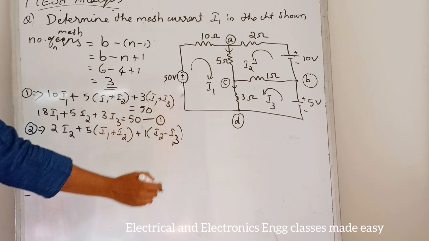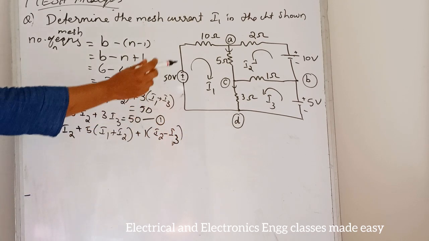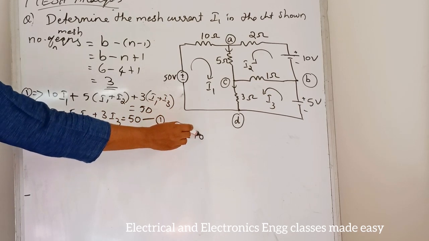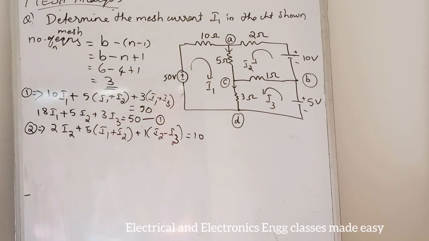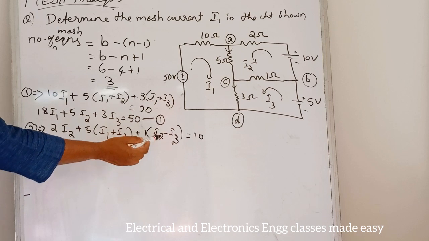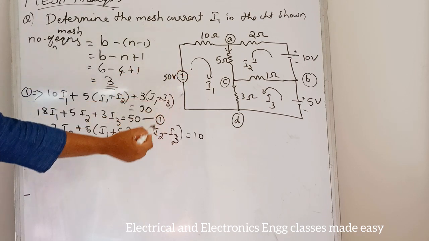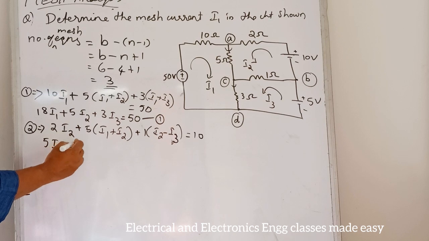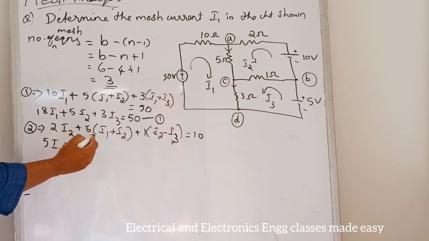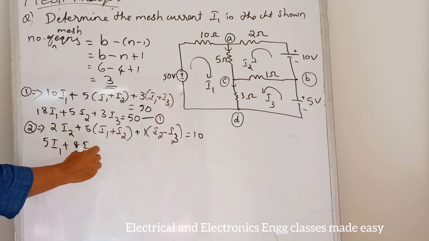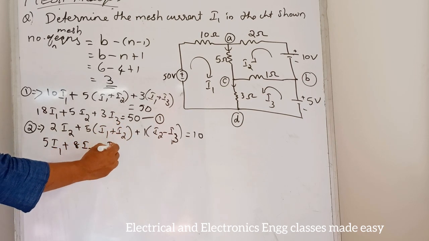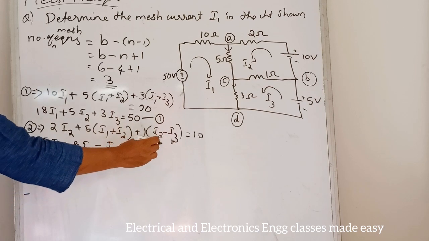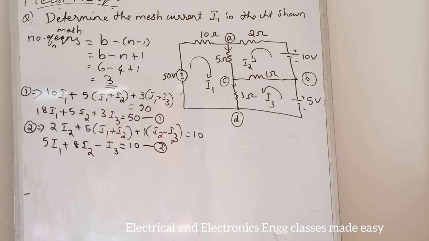So I2 minus I3, and that is equal to 10. Here there is a voltage source. So this is I2 minus I3 through the 1 ohm resistor. Now we can rearrange this one. That is 5 I1, then plus 2 I2, 5 I2, 1 I2, that is 8 I2, then minus I3 is equal to 10. So this is the second equation.